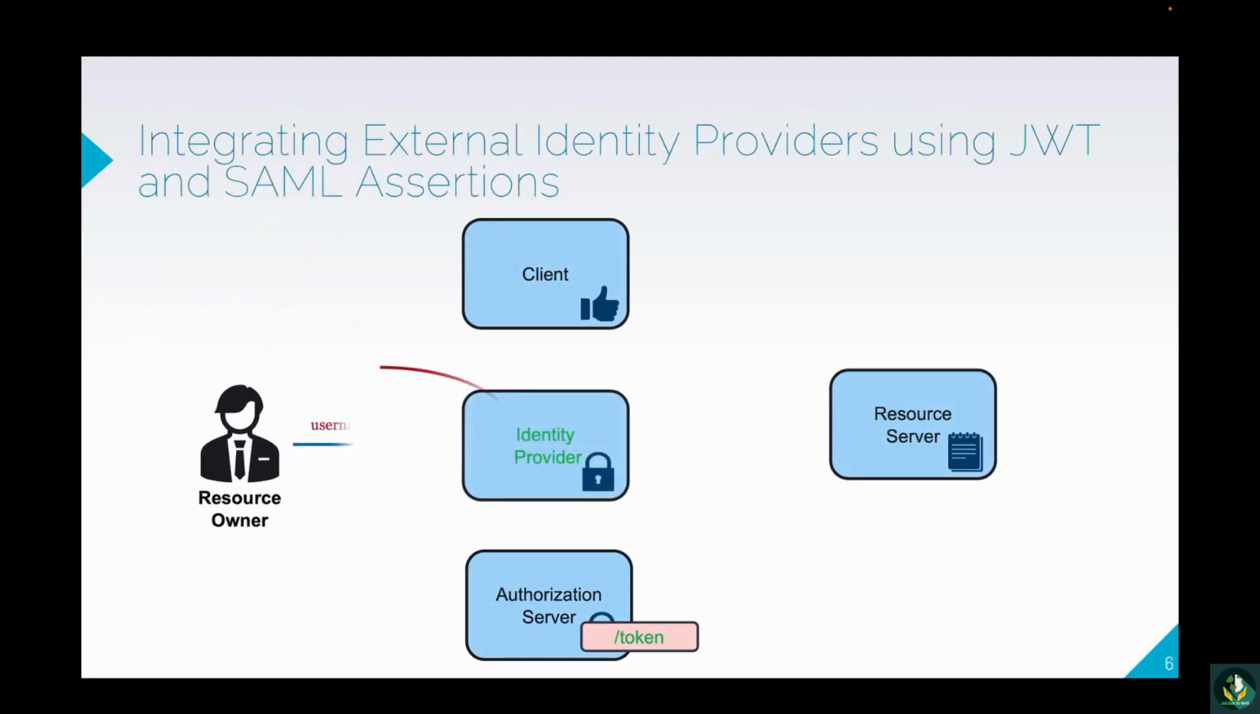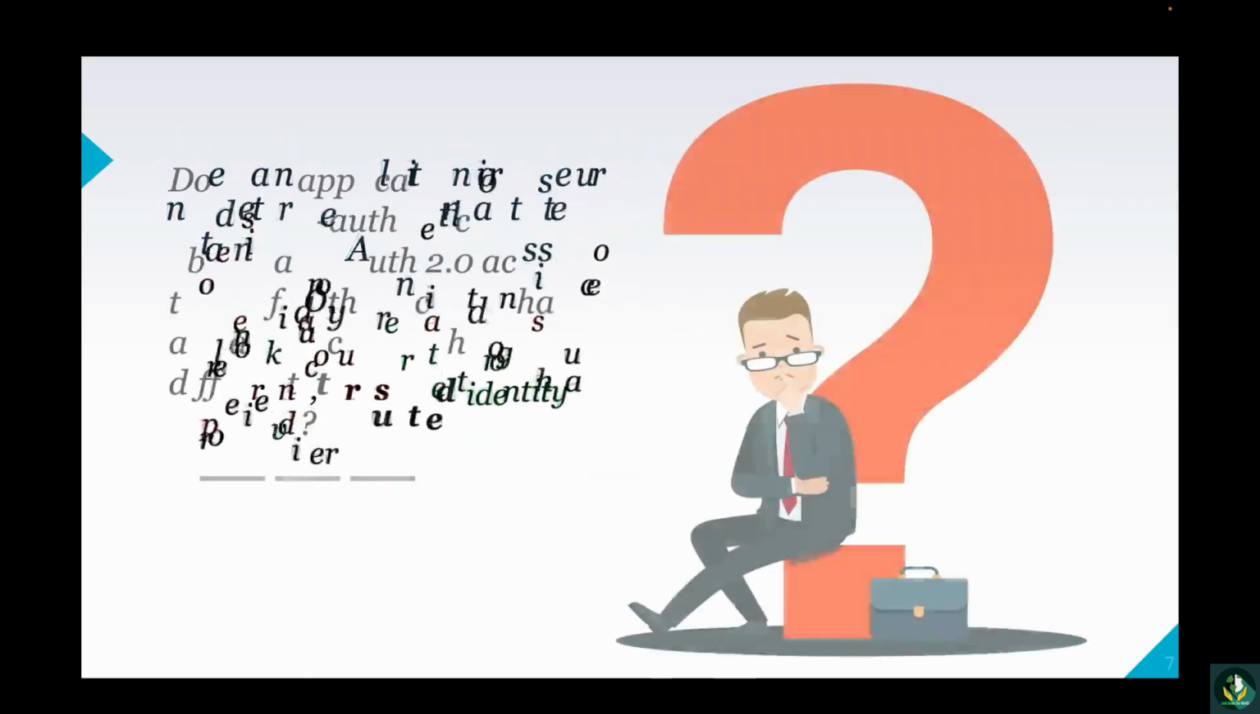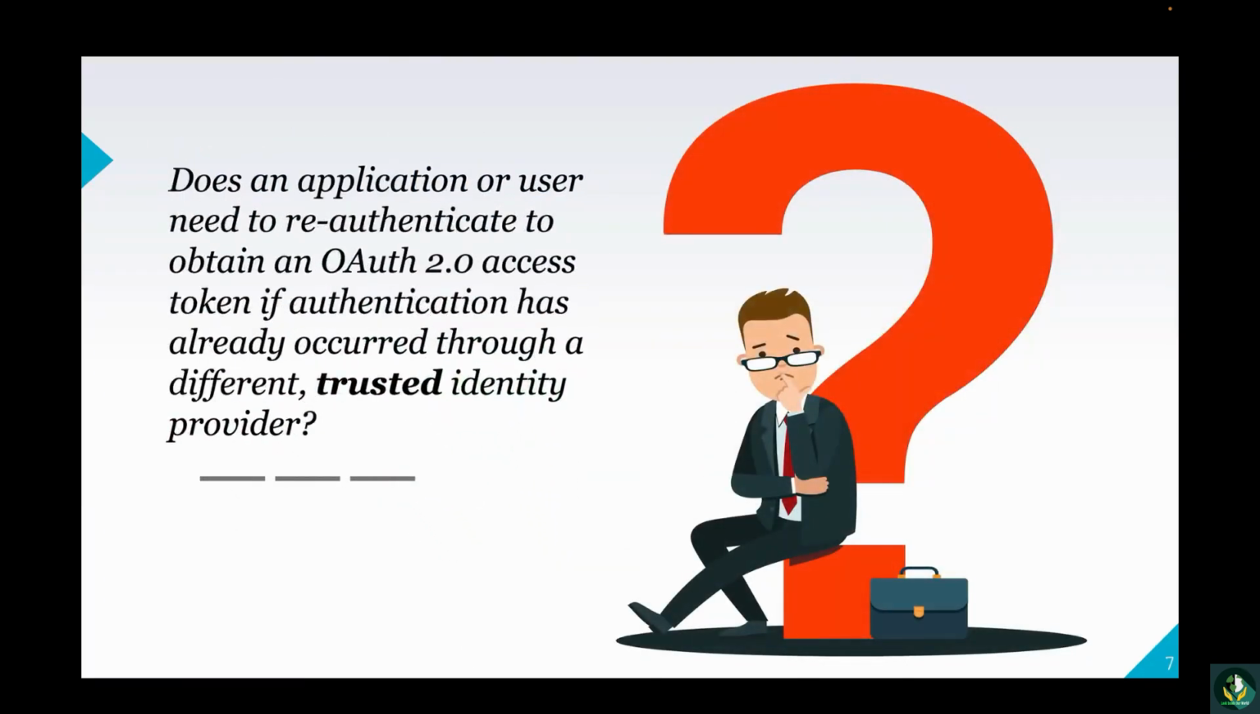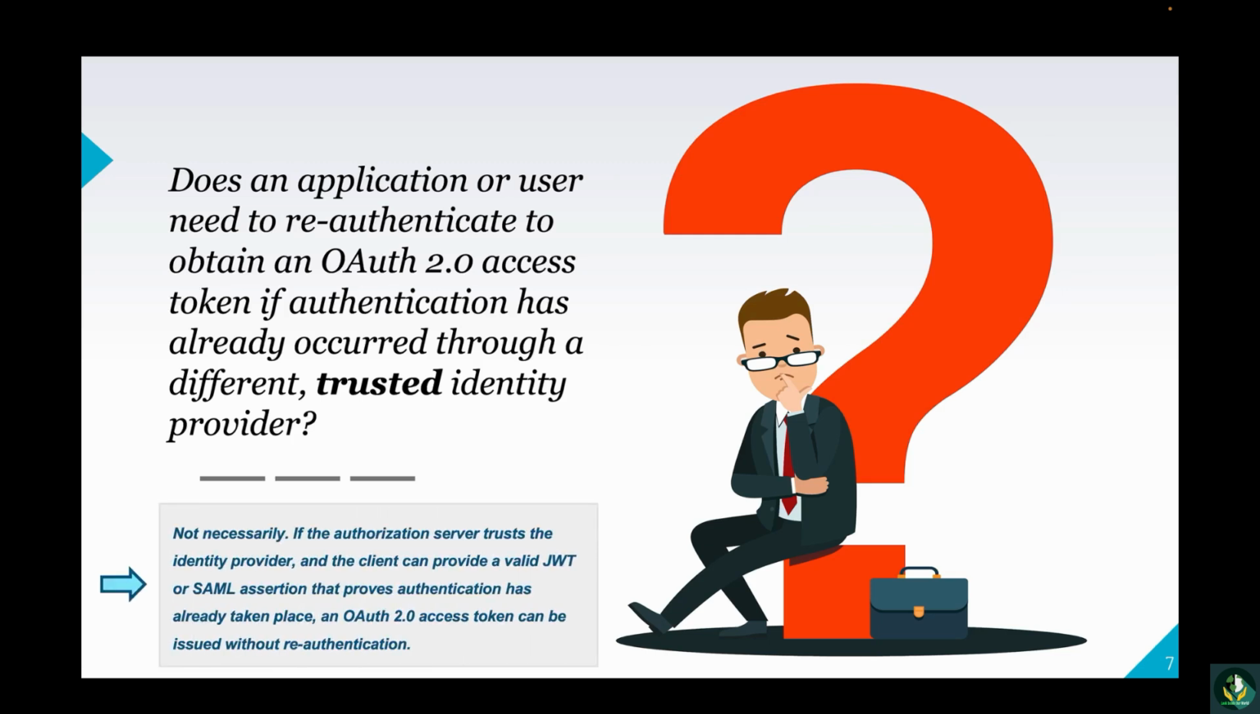But what if authentication has already taken place elsewhere, with another trusted system known as an identity provider? This is common in a federated identity setup, where one system manages authentication that other trusted systems rely on. In such cases, does the user or client need to go through the authentication process again to obtain an OAuth 2 access token? The answer is not necessarily.